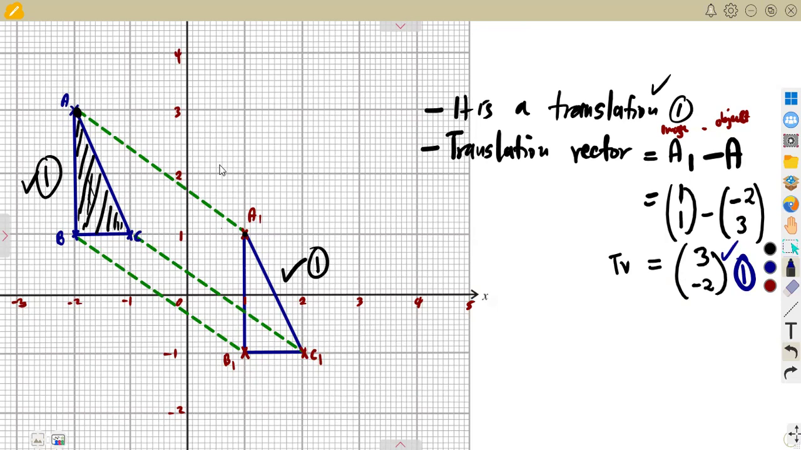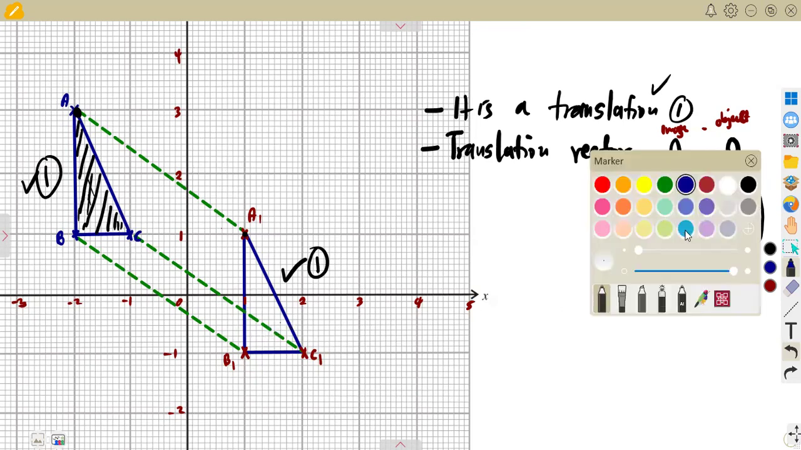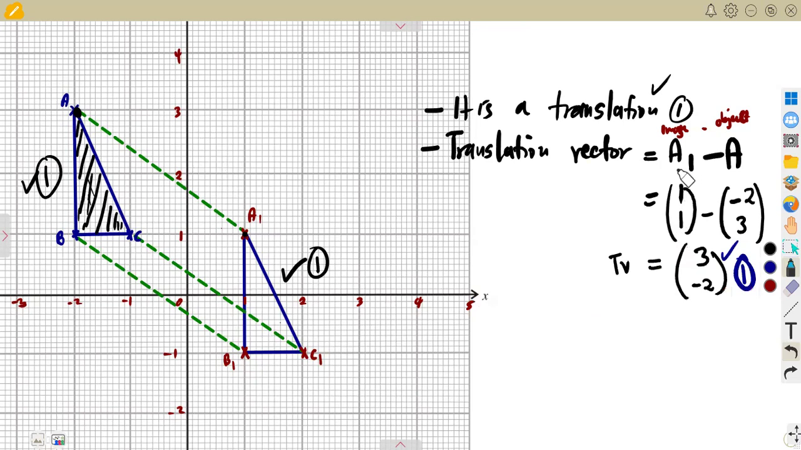So imagine you've got 4 marks. To draw this object, to draw the image, to state that it is a translation, to state the translation vector, it's a mark. So this is what you need. All right. So like I said, the translation vector, as long as you take it, image minus object.